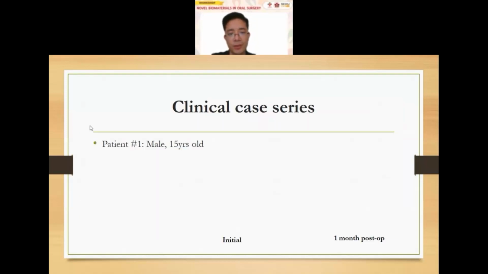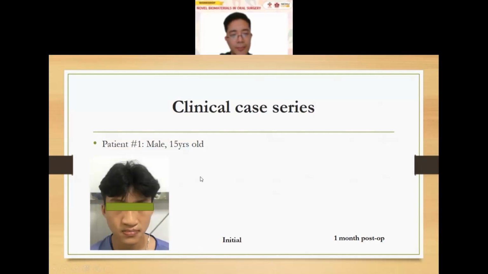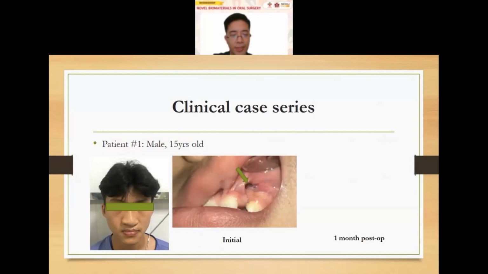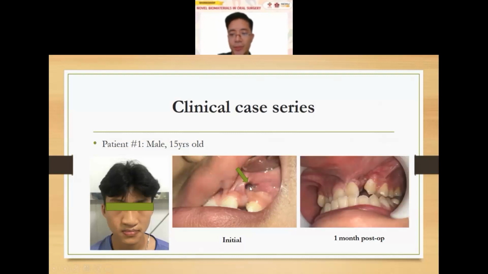Now we introduce some patients. This first patient is the patient of Dr. Huong. He's a boy, 15 years old, and he has a cleft lip and cleft palate, and he has had two surgeries in the past. This is the initial picture. You can see the hole inside the alveolar, in the left alveolar, and this is the result after 1 month post-op.